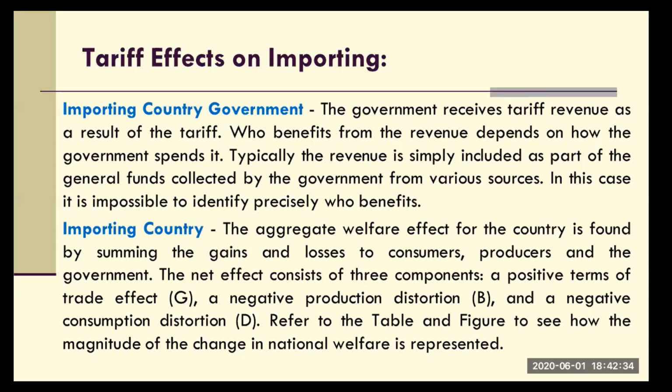For the importing country, the aggregate welfare effect for the country is found by summing the gains and losses to consumers, producers, and the government. The net effect consists of three components: a positive terms of trade effect at G in the diagram, a negative production distortion at B, and a negative consumption distortion at D. Refer to the table in the figure to see how the magnitude of the change in national welfare is represented.